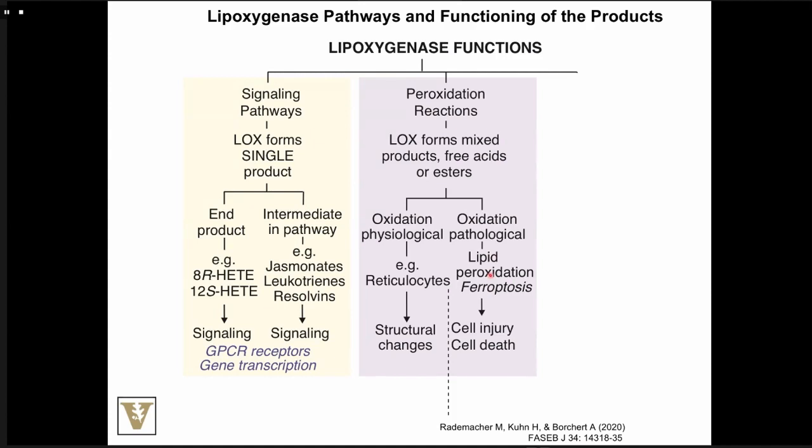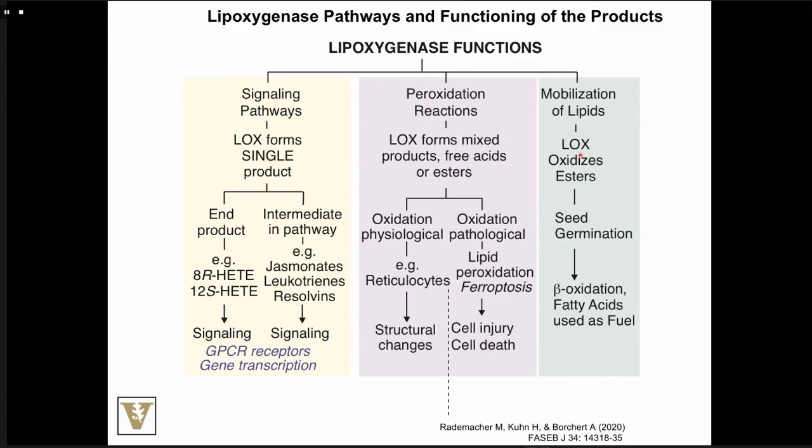Of course, peroxidation can also have bad effects. And I don't know how things are going in the plant literature, but in the mammalian literature, the popular way to die these days is by ferroptosis. It used to be lipid peroxidation, but now we like ferroptosis. Causes cell injury and cell death. And because lipoxygenases make fatty acid peroxides, that can be part of the story. Now, a third arm I put in here has been found in plant oil seeds, where peroxidation of the triglycerides is important in seed germination and leads to the use of the fatty acids as fuel for germination.